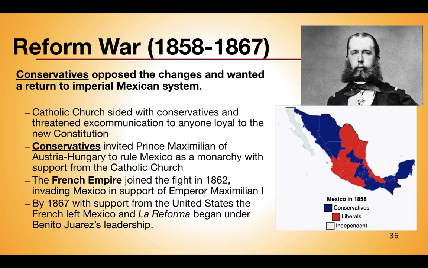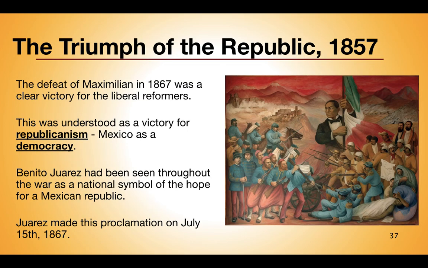They brought in Prince Maximilian from Austria-Hungary with the help of the French in order to try and consolidate their power and really reestablish an empire and a monarchy. But with, again, as I said, by 1867 American support, the Reform Wars came to an end when Juarez's liberals were able to push back against the conservatives. Now, this would seem a great victory, and you get the triumph of the Republic. This is when Juarez returns, claims the presidency. He's sort of the symbol of Mexico, and he will give this speech, The Triumph of the Republic, on July 15th, 1867. It says 57 there. Sorry, it's 1867.